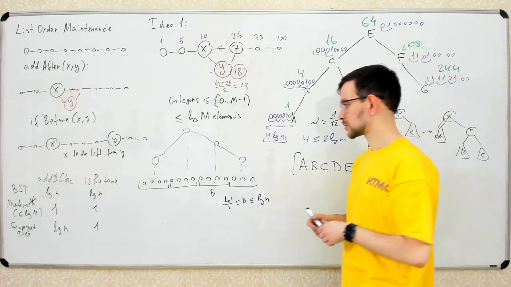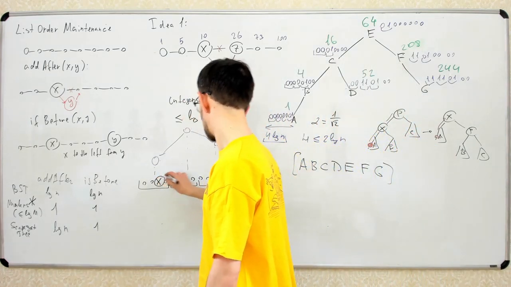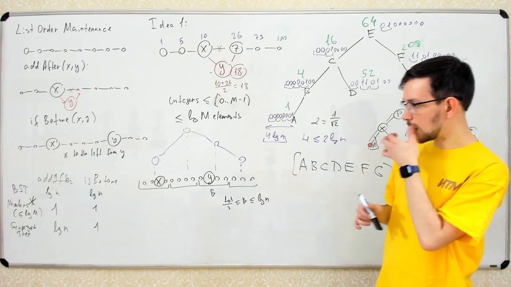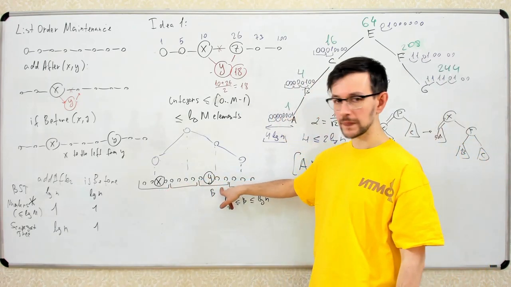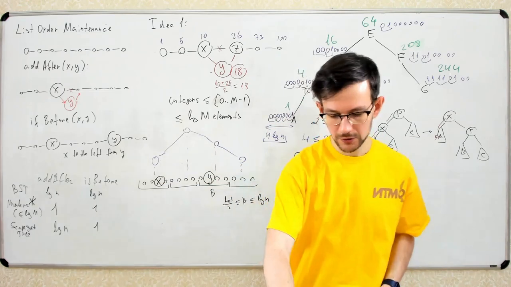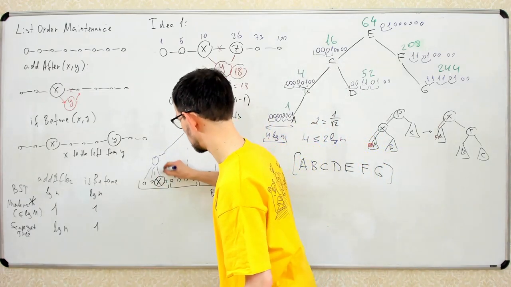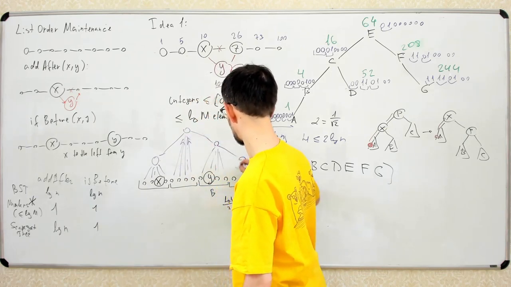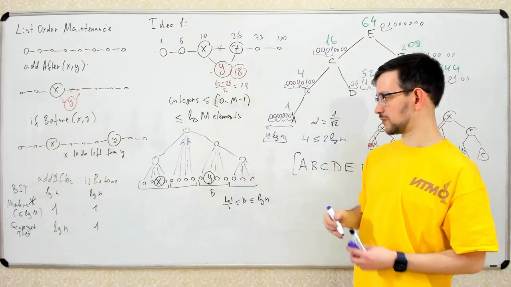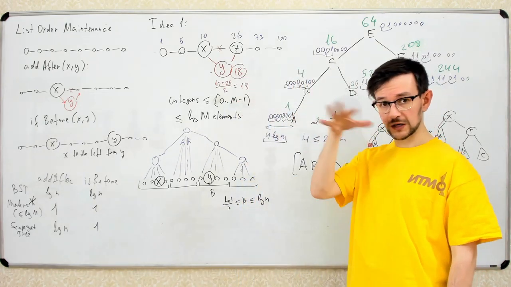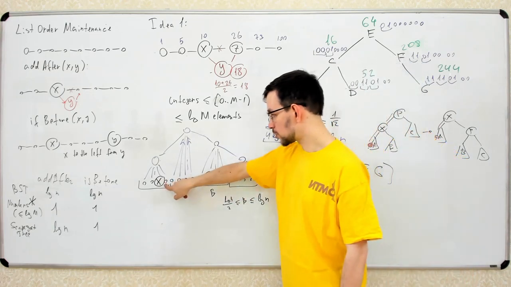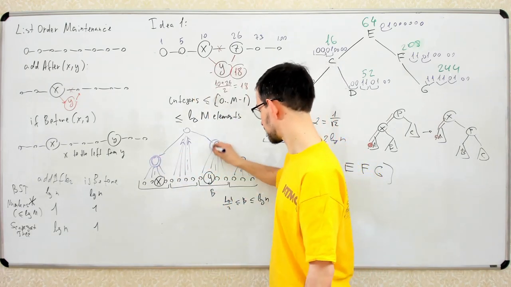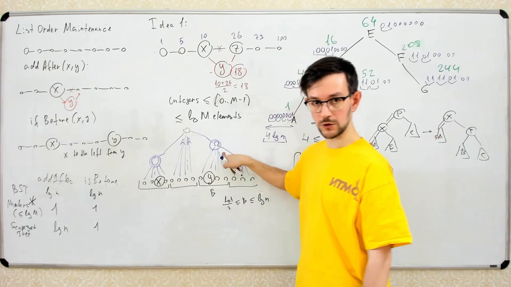Now, how to compare two elements? So you have element X and you have element Y. How to check if element X is before element Y? Let's find the two blocks corresponding to these elements. Each element has a link to the node of the scapegoat tree corresponding to its block. So we have these links from here to here. So we take node X, take the link to its node, take element Y, link to its node. Now we just compare these two nodes using this technique.